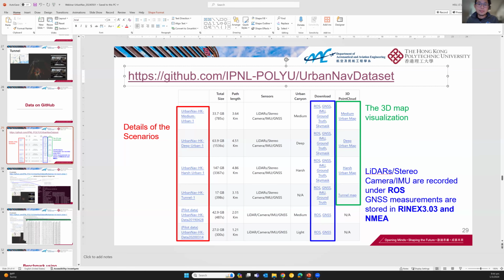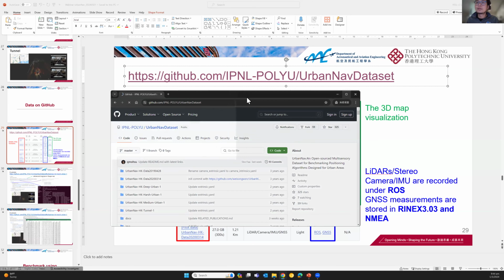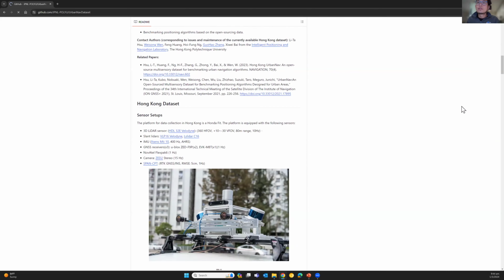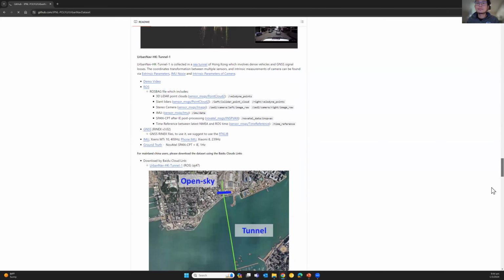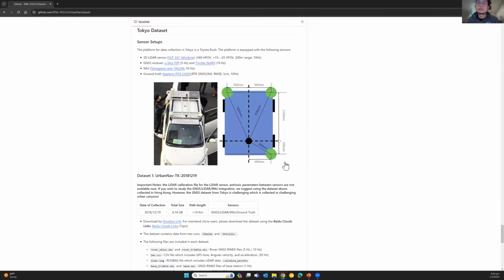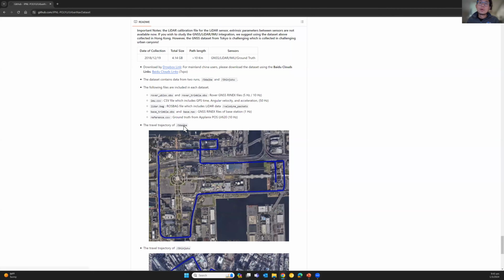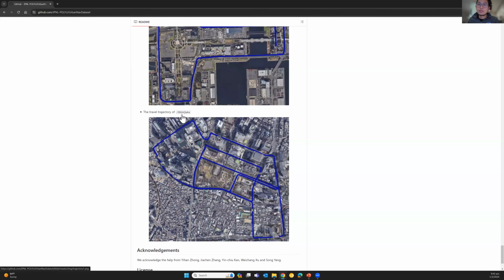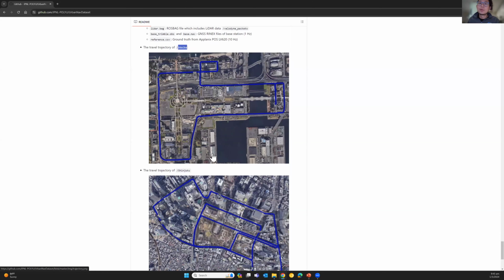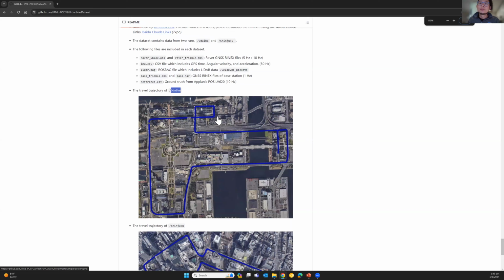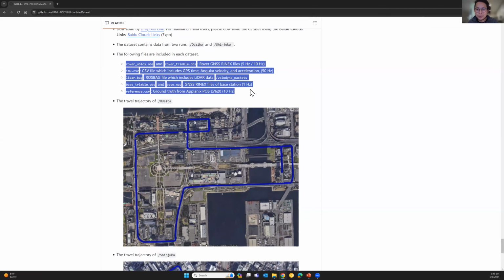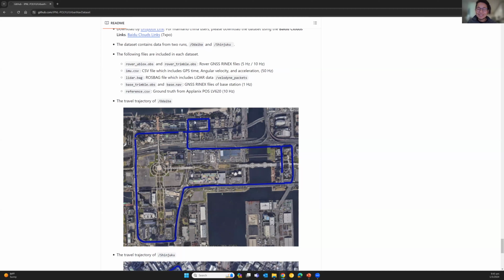Oh, give me a second. If you come to this website, this is our UrbanNav dataset. For the Tokyo dataset, if you scroll down, yes, we have two datasets here. One in Shinjuku, one in Odaiba. This one is much more challenging, pretty harsh as well. And this one is a middle-class urban canyon. If you're interested in this, maybe we can ask Taro to do a talk for you guys. Okay, next question.